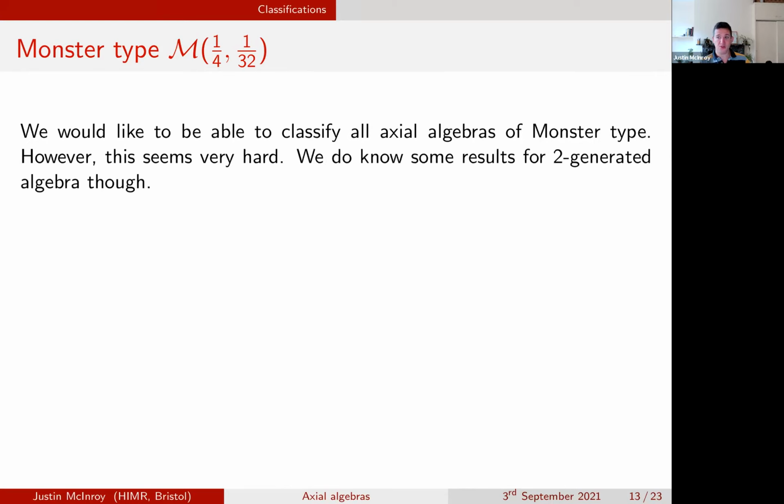But we do know some results for two-generated algebras. And if you remember, in the Jordan type case, I argued that this was how the proof went. We did two-generated, and then we stepped up from there by gluing together two-generated algebras. I'll say more about that in a bit.